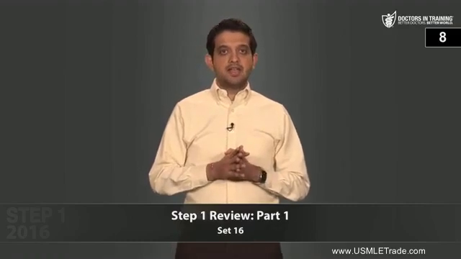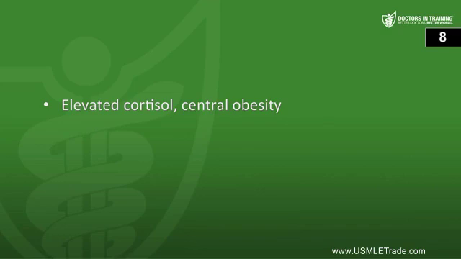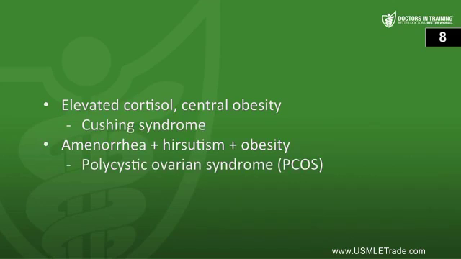Next question. Name the syndromes below that are common causes of anovulation. Elevated cortisol and central obesity. That's Cushing's syndrome. Amenorrhea plus hirsutism plus obesity. That's polycystic ovarian syndrome, or PCOS.